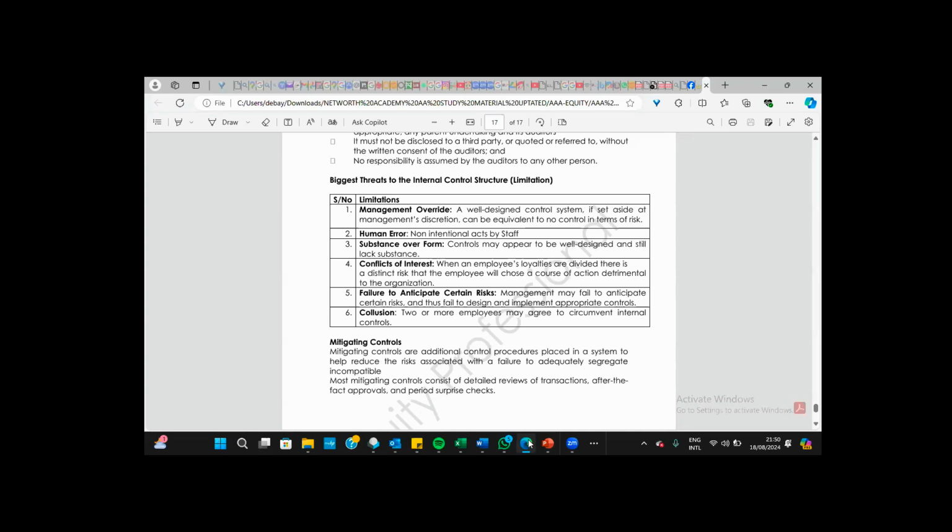Then you have the next one, which we call failure to anticipate certain risks. What we mean by this is that management may fail to anticipate certain risks and thus fail to design and implement appropriate controls. For instance, in Nigeria, different animals have been used to perpetrate fraud. We have heard of a snake that swallowed 36 million naira at the JAMB office. We have heard of a gorilla that swallowed 4 million naira at Kano Zoo. Recently, we heard of termites that ate up 2012 documents at NSITF or so.